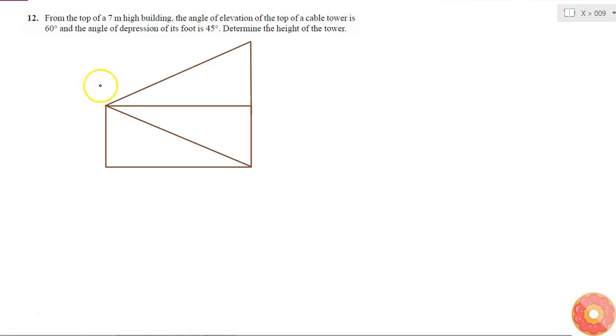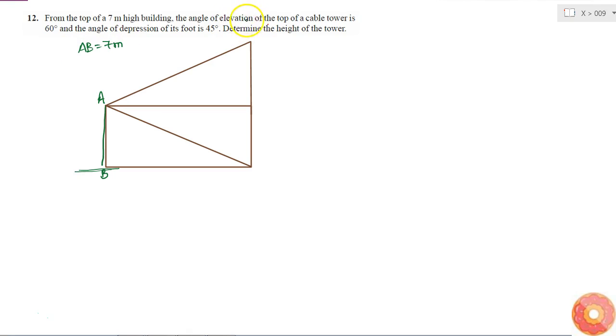So in this question, I have two objects. One is a 7-meter high building, which I am representing like this by AB. So this is my ground. B is a point on the ground, and A is the top of the building. So I have AB equal to 7 meters, correct?